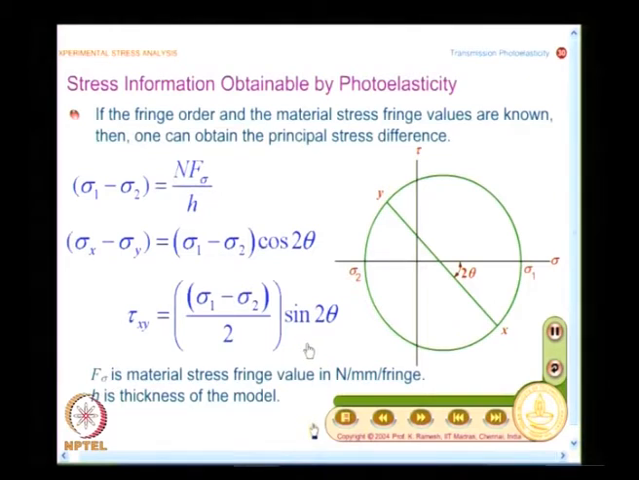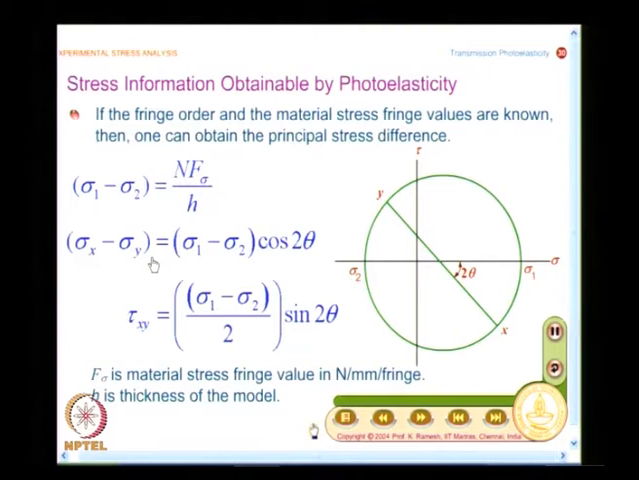So, what you find is from photoelastic analysis, a simple normal incidence can give you fringe order n and theta at a point of interest. And if I know the material stress fringe value of the model material, then I can use the Mohr circle to find out the normal stress difference as well as the in-plane shear stress. So, I can find out in-plane shear stress very comfortably, and this is what I said.